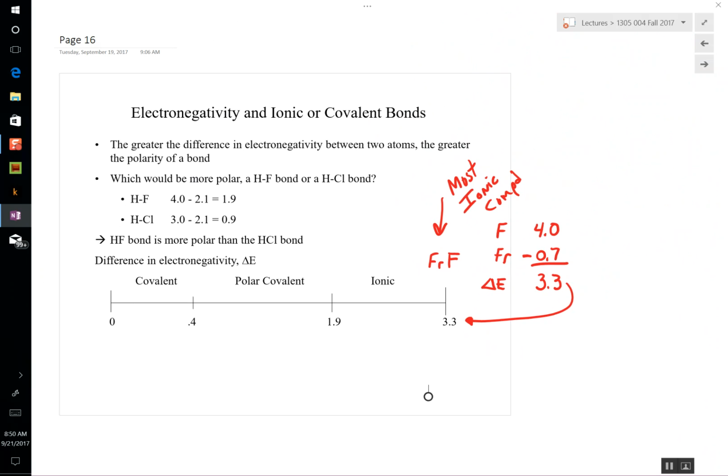Okay, so what would we have here? When would we have zero difference? Can you think of an example where it'd be zero? If the two atoms in the bond are the same, and you know examples of that right now. Diatomic ones.